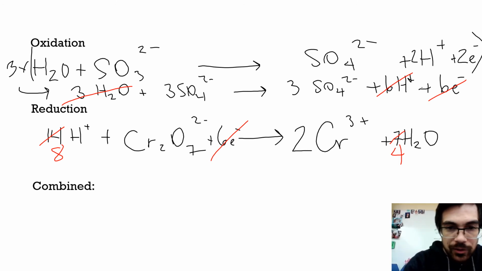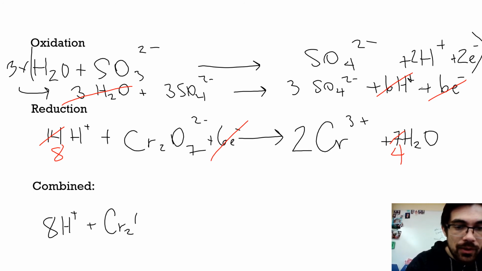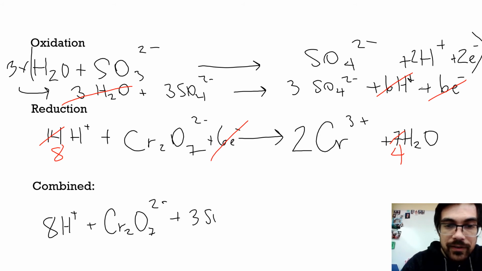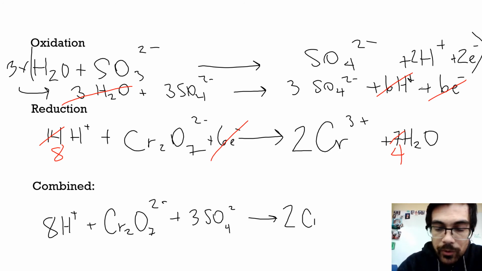And now that we've done that, let's combine this all into one equation. And again, it doesn't actually matter which order you go in, so I'm just going to go left to right, what I see first. So we have 8 hydrogens plus Cr2O7, that's chromium something oxide, plus 3 sulfites yield 2 chromium ions plus 3 sulfates, and my picture's in the way.